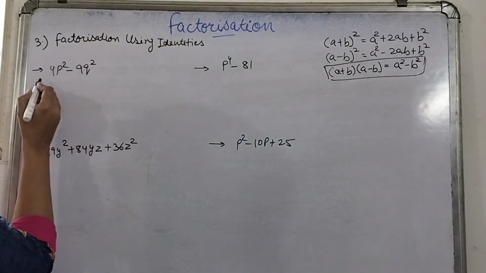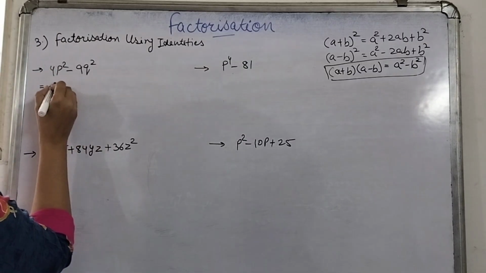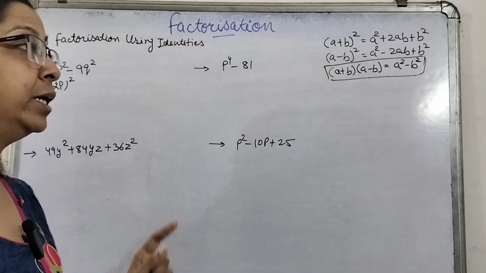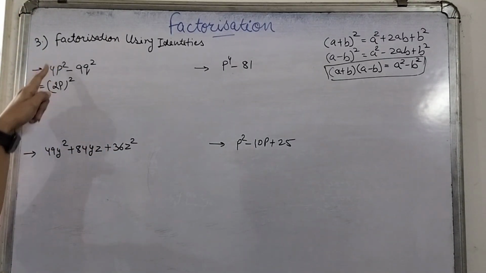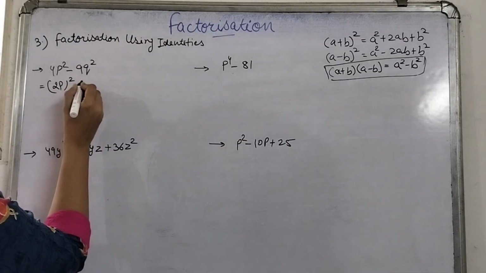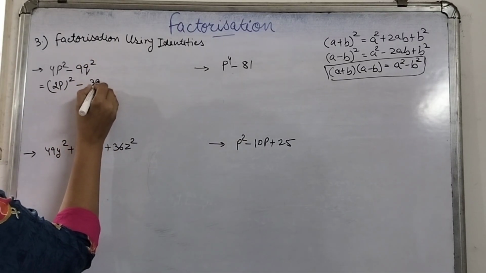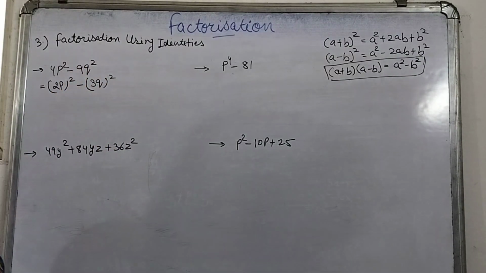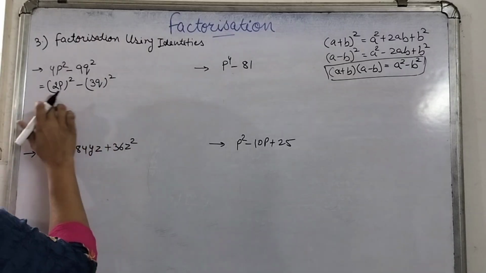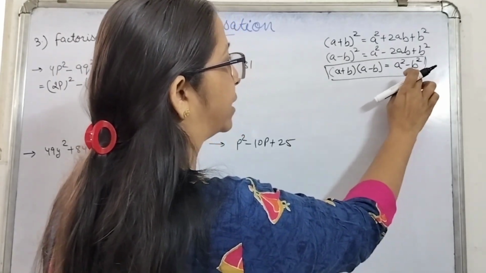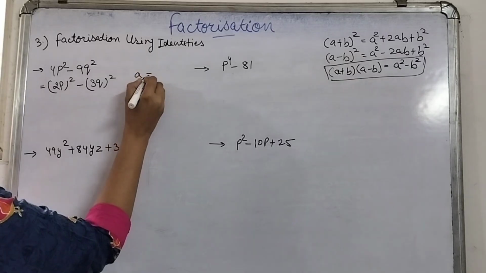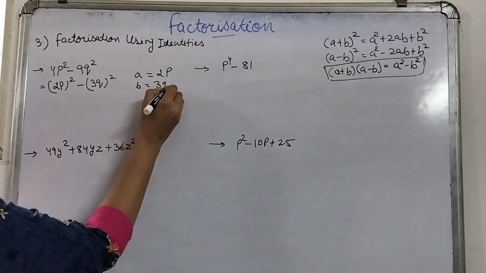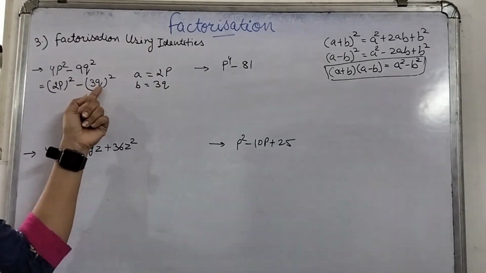Now we can see over here 4p square could be written as (2p) whole square, because if we multiply 2p into 2p, it will be 4p square. So 4p square could be written as (2p) whole square minus 9q square, which could be written as (3q) whole square, because 3q multiplied by 3q will be 9q square. If we compare this expression with a square minus b square, we can see the value of a over here is 2p and the value of b over here is 3q.